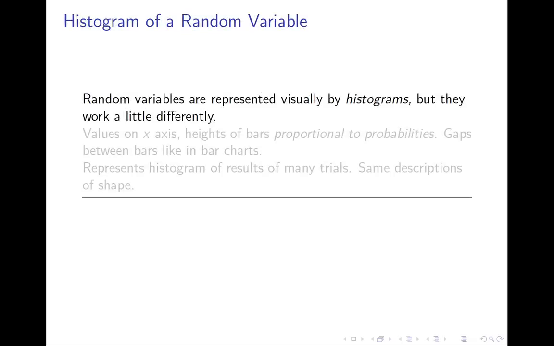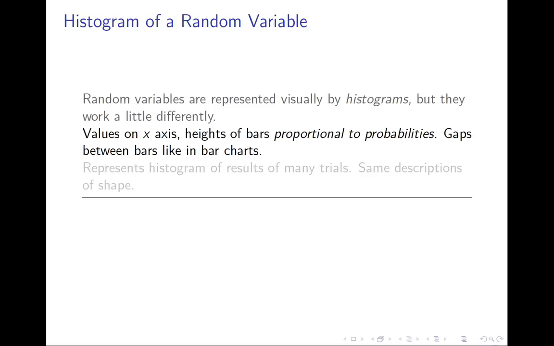Because random variables are a different approach to what we talked about before in numerical variables, everything we computed there will have an analog. Here, it may look a little different. So, for example, we make histograms of random variables. They work like ordinary histograms. The values are along the x-axis. There are two differences. One is you still make a bar above each value, but now the height of that bar is proportional to the probability, not to the number of times it occurs.